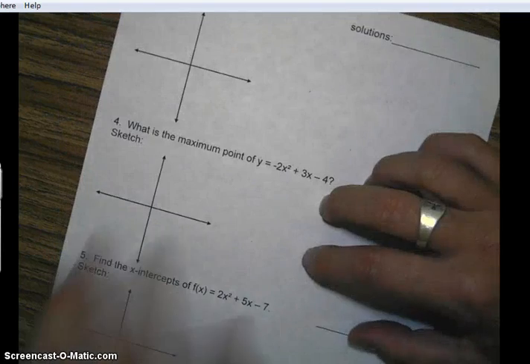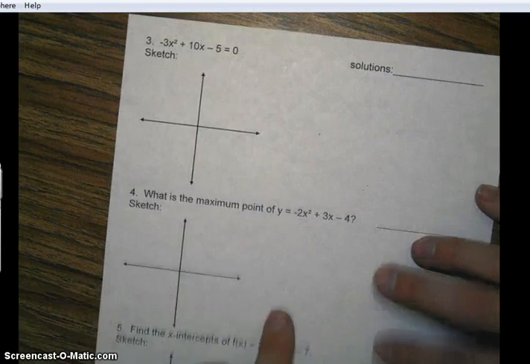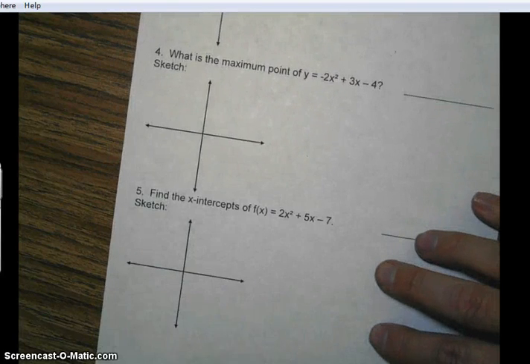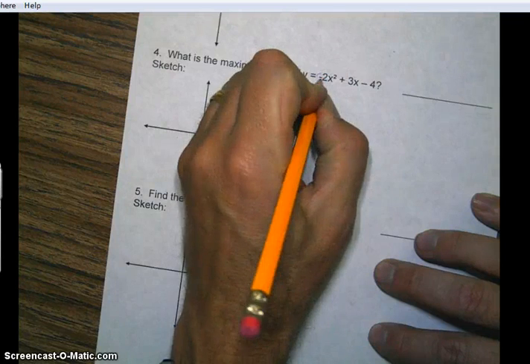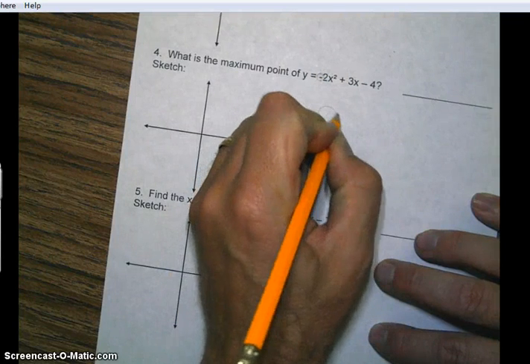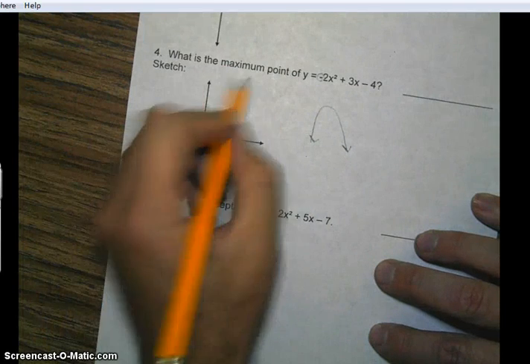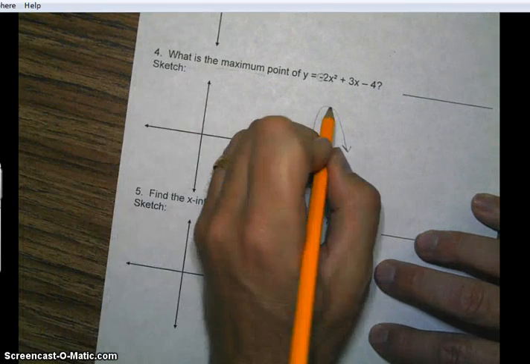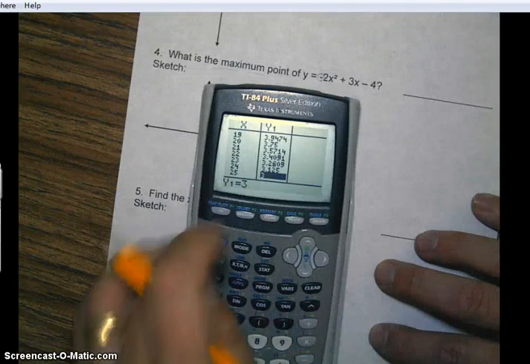All right, let's look on the back. I think you kind of got the idea. So let's skip number 3. What is the maximum point? Notice the a value is negative, so that means it's going to be opening down. We're looking for the maximum point. So that would be your vertex. So let's plug it in and find it.